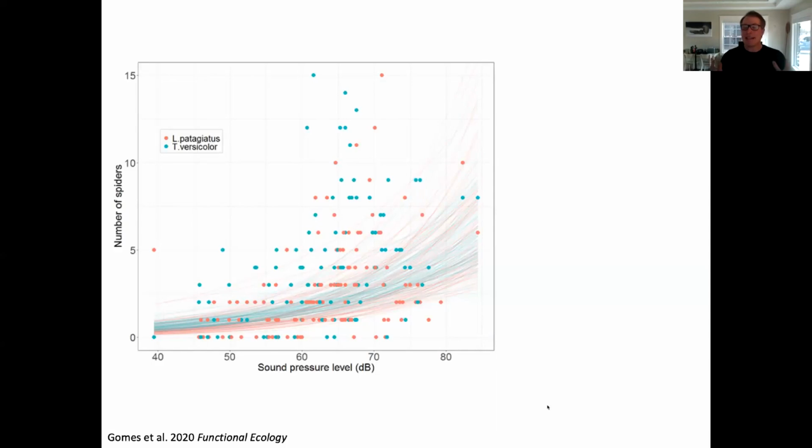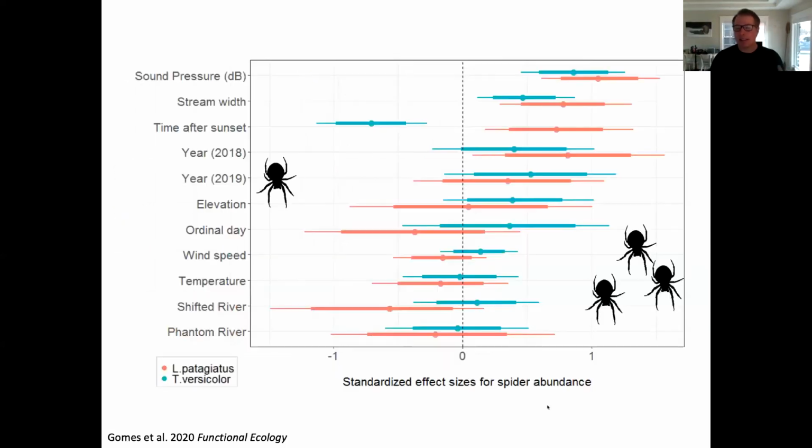But what we see is that both of these species are dramatically increasing in sound level. Now, it's pretty complicated to figure out why they're doing it. But when we look at the standardized effect size plot, these are all directly comparable. So how far away these bars are from zero is indicating how important they are in explaining these patterns. Temperature and wind speed and elevation are known predictors of spider distributions, but notice that sound level is the strongest predictor for both of these species.